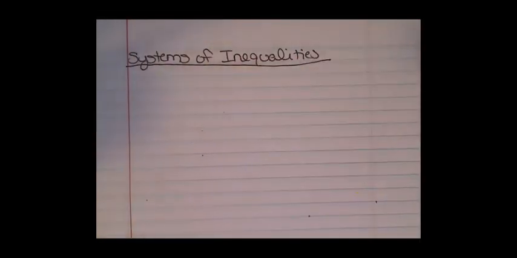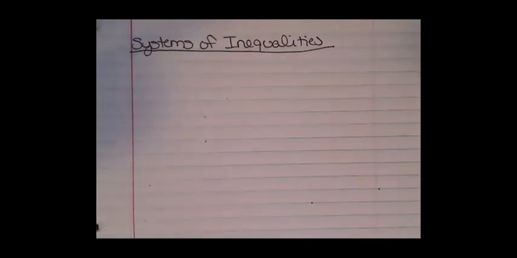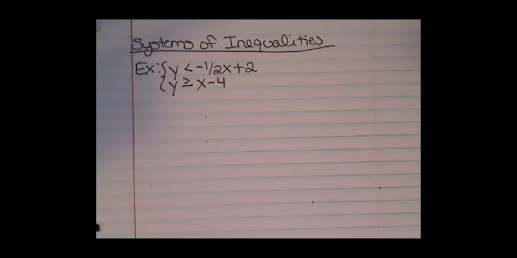If you didn't really grasp Chapter 9, I really recommend going back and doing that, because this is exactly like Chapter 9, only with inequalities. So here's your example. You have y is less than -1/2 x plus 2, and you have y is greater than or equal to x minus 4. There's your system of linear inequalities, and we need to graph these.